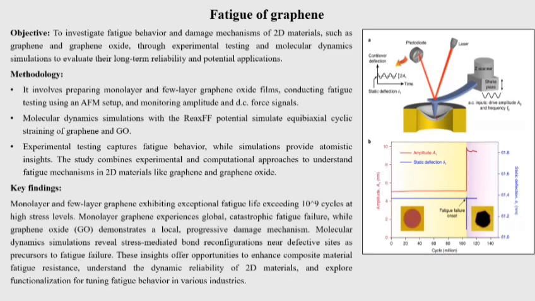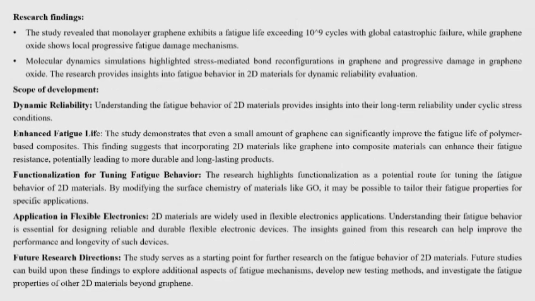The research findings reveal that monolayer graphene exhibits a fatigue life exceeding 10^9 cycles with global catastrophic failure, while graphene oxide shows a local progressive fatigue damage mechanism. Molecular dynamics simulation highlights stress-mediated bond reconfigurations in graphene and progressive damage in graphene oxide.